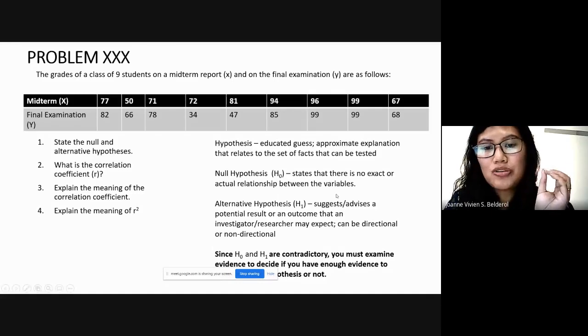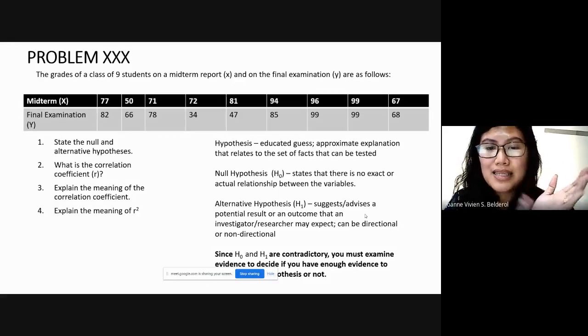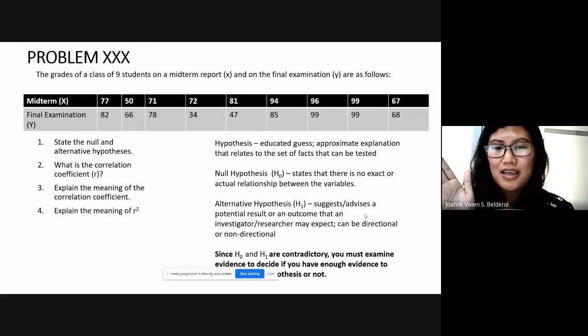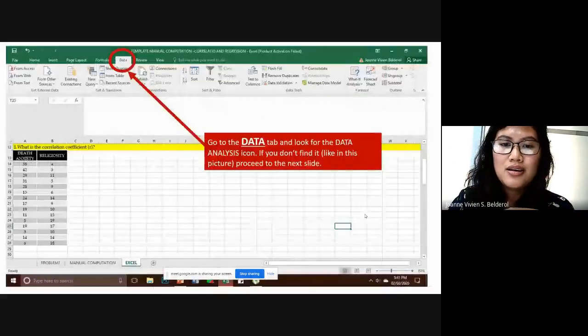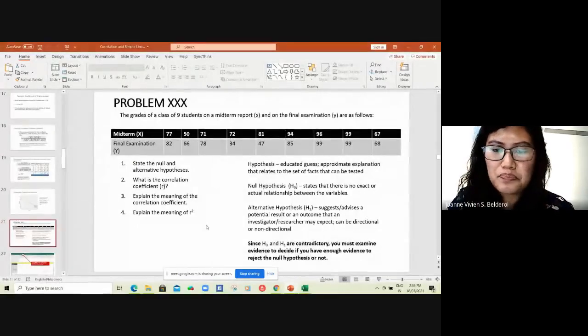So, this is the null hypothesis. If you reject the null hypothesis, automatically you accept the H1. So again, our decision would always be whether we will accept H0 or reject H0. Okay? I know it's quite confusing pa, but later on you will understand.